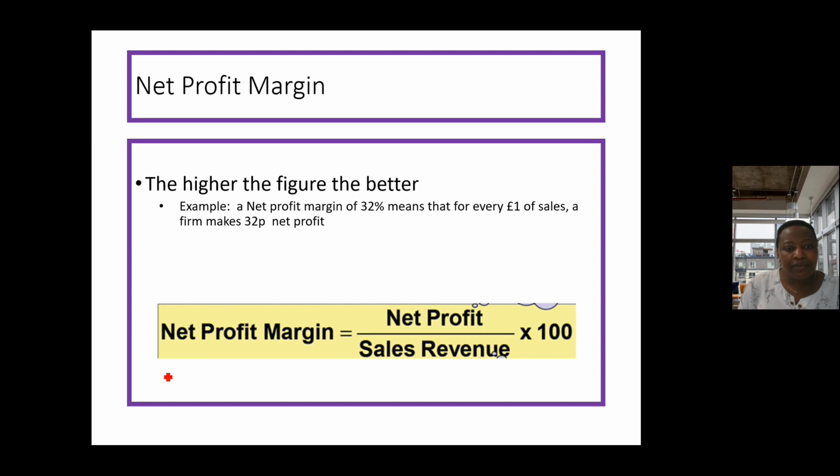revenue. Okay, and it's still the same thing. The higher this figure is, the better it is for us. And it means if, for example, we finish solving a question and we have 32%, what that means is that for every £1 of sale that we have, the firm is actually making 32p of net profit. So very similar to the gross profit, but the figures we're comparing differ. So for net profit, we have net profit margin. We have our net profit over sales multiplied by 100.